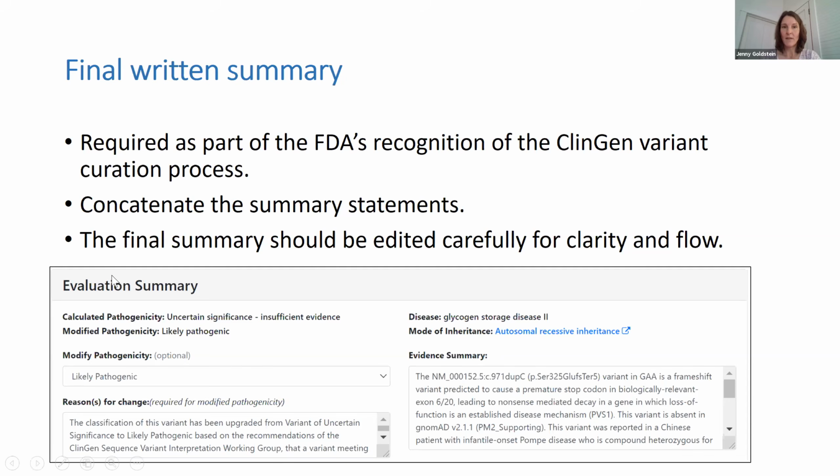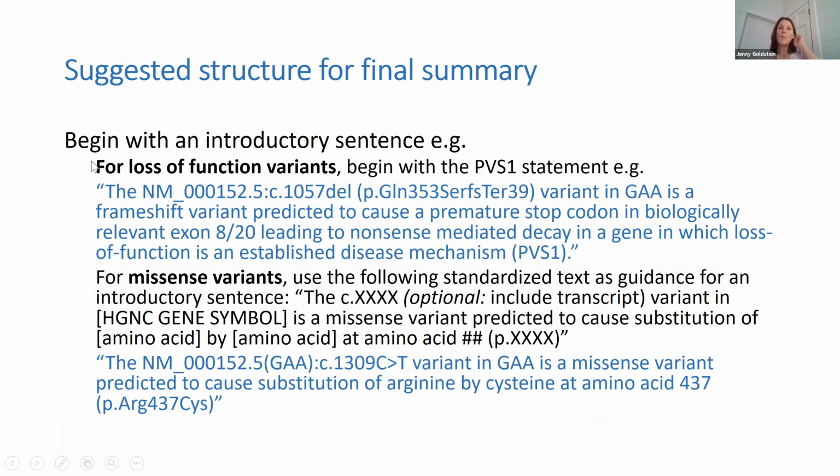Okay, moving on. What we also decided to do was to create a suggested structure for the final summary. Again, this is really just meant as a guide. Certainly you do not have to follow this to the letter. It was really just meant as a suggestion. To begin with, an introductory sentence can be helpful that introduces the variant. Like, what is the variant? What does it do? What type of variant is it?